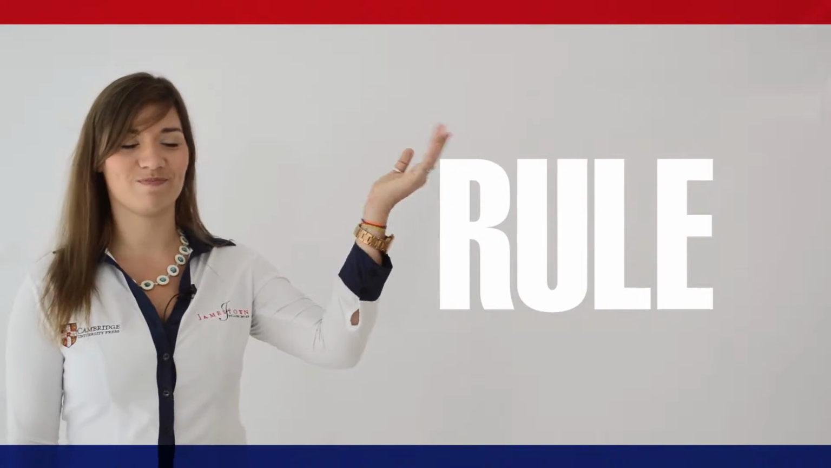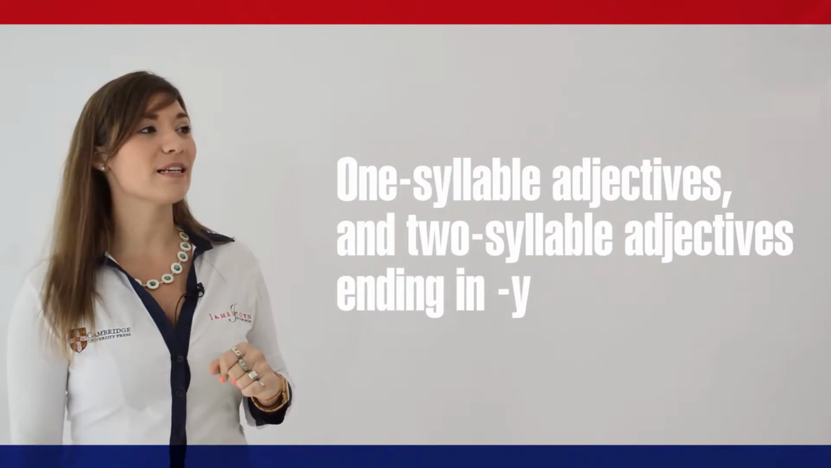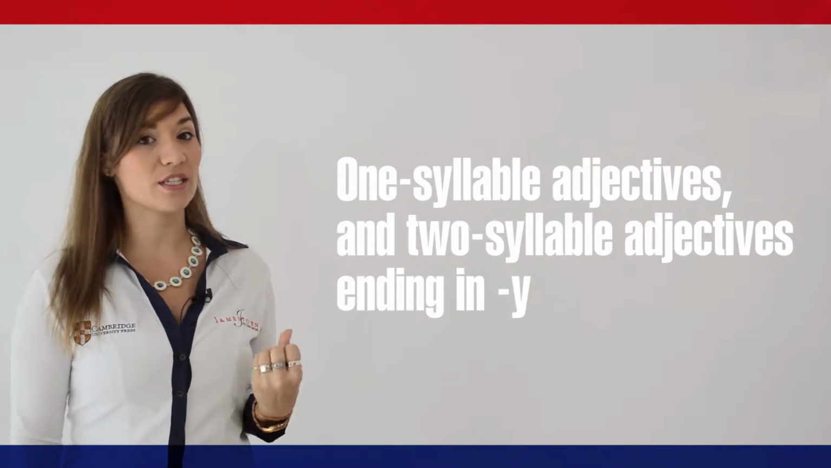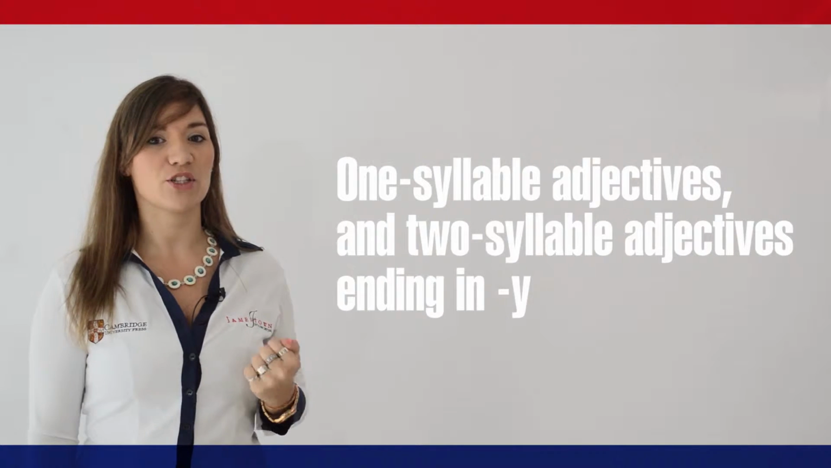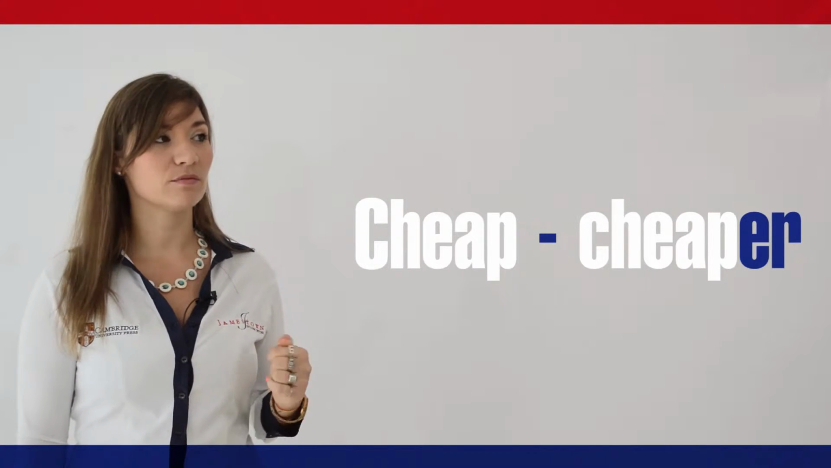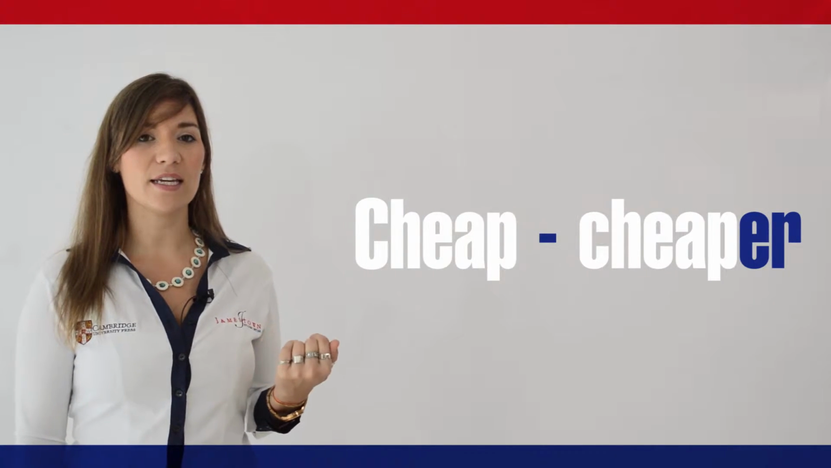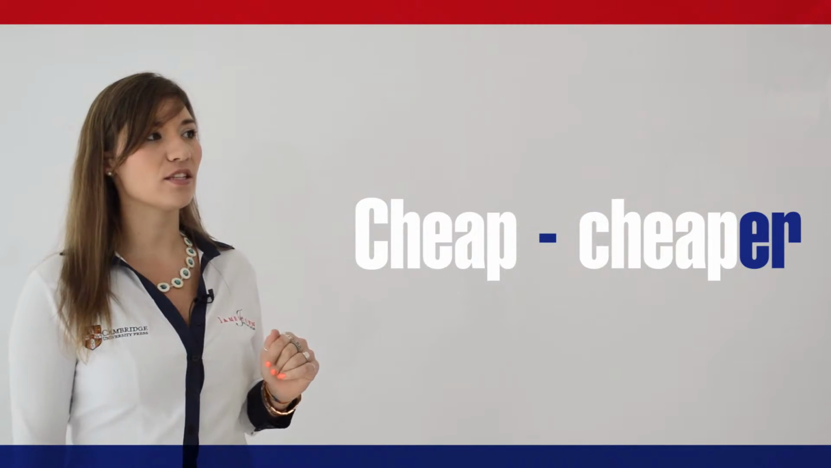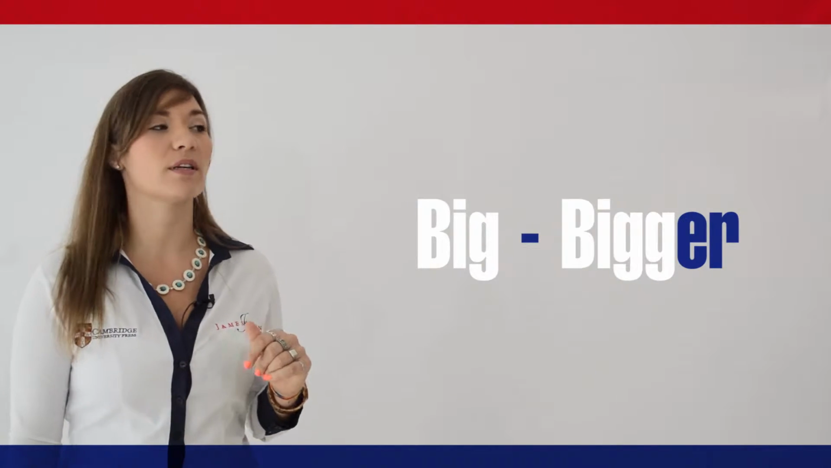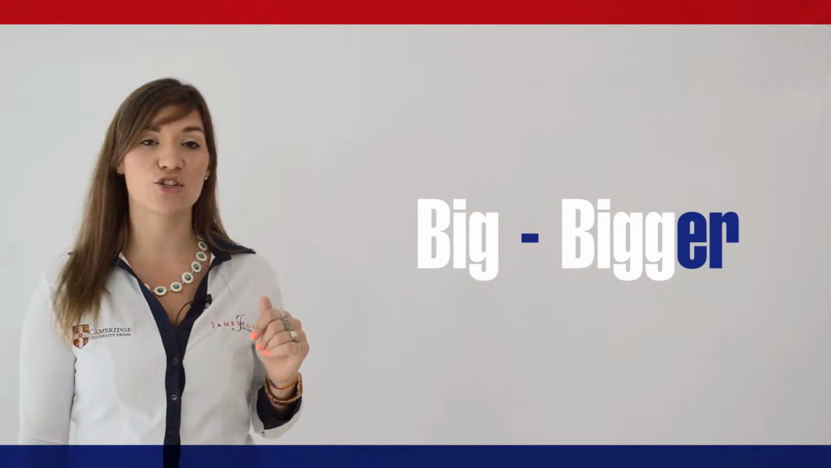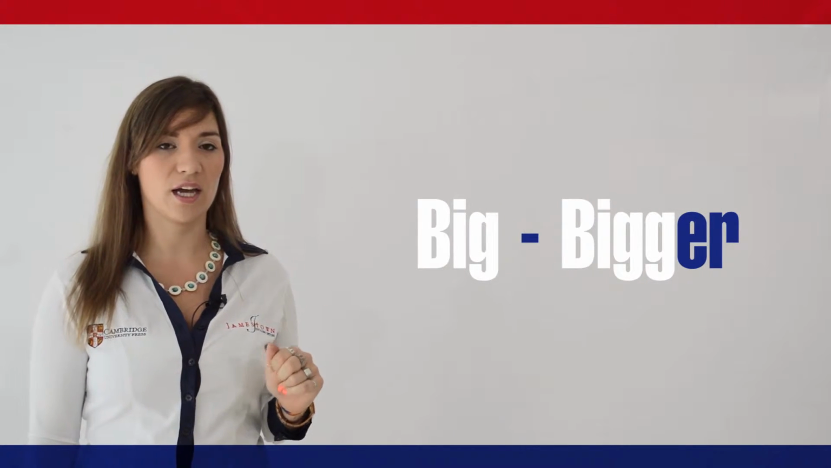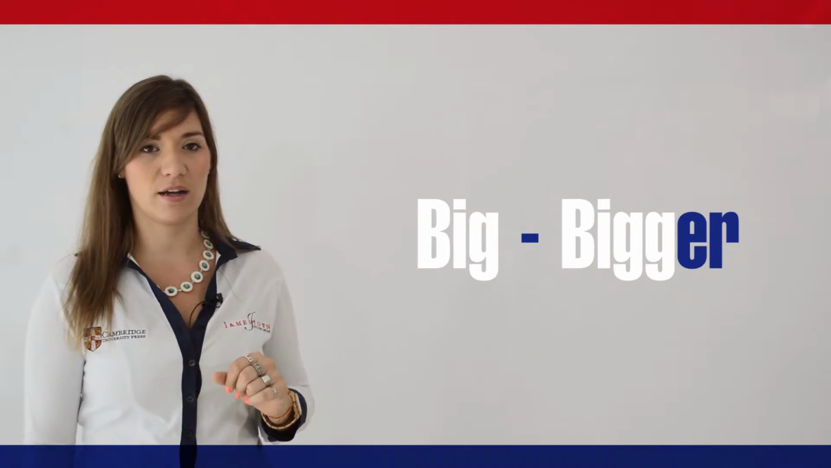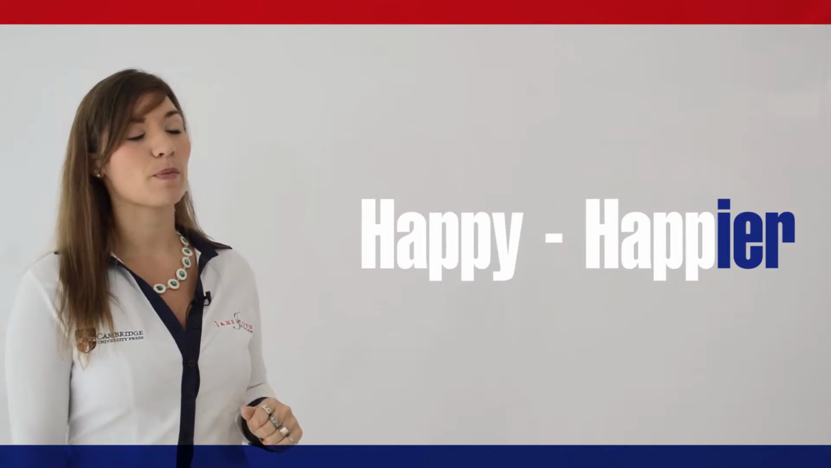Here's the rule. For one-syllable adjectives or some two-syllable adjectives, for example, cheap, big, we add er. In the case of big, that is a monosyllabic adjective, we double the consonant and we add er at the end of the adjective.